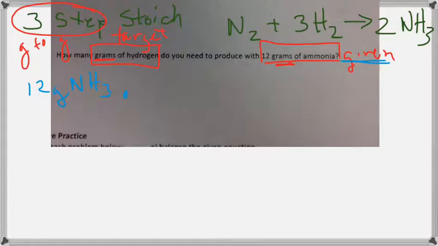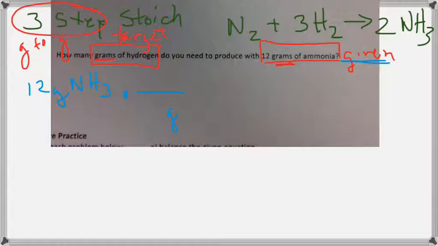All stoichiometry problems are conversion problems, so I need to do my dot line for my first conversion. And your units are always going to start off the same, meaning you look at your given amount, whatever the given amount is, in this case 12 grams, and those units have to be on the bottom. Okay, because you need to get rid of your given units.